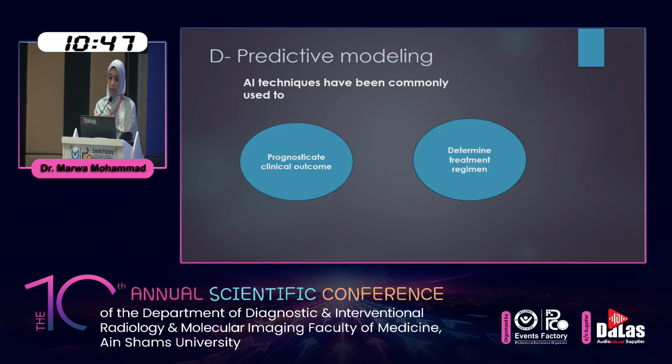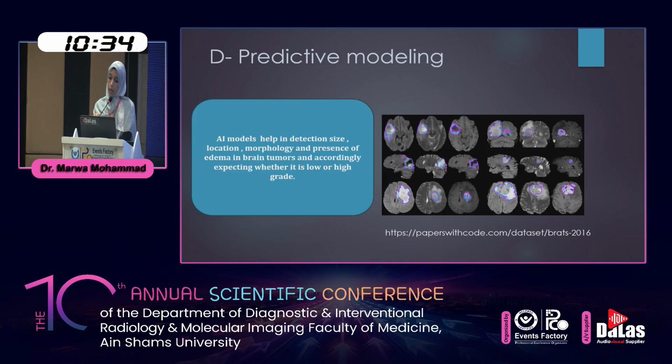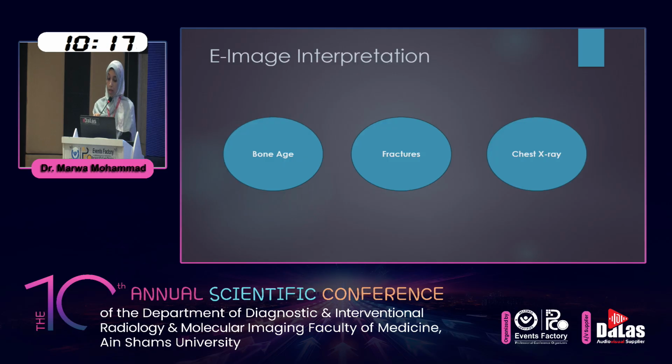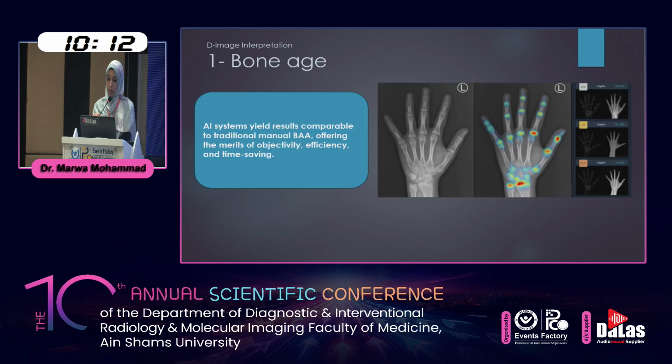Predictive modeling. AI techniques have been commonly used to prognosticate clinical outcome and determine treatment regimen. AI models help in detecting size, location, morphology, and the presence of edema in brain tumors, and accordingly predicting whether it is low or high grade. Image interpretation, such as bone age, fracture, and chest X-ray.